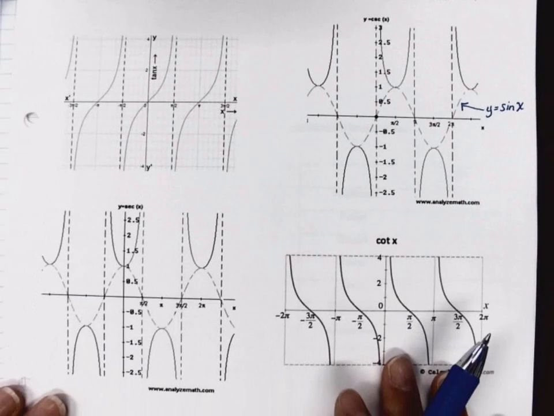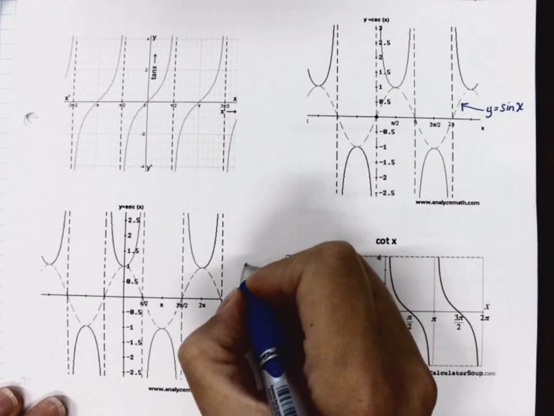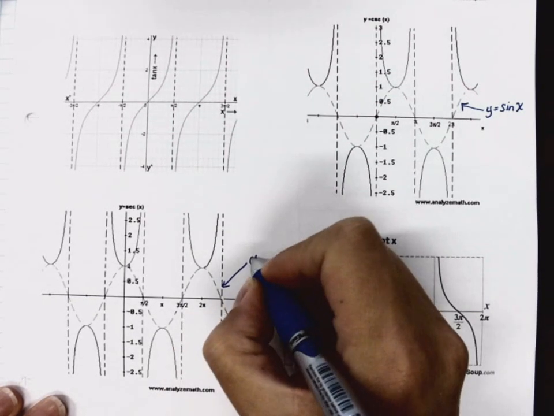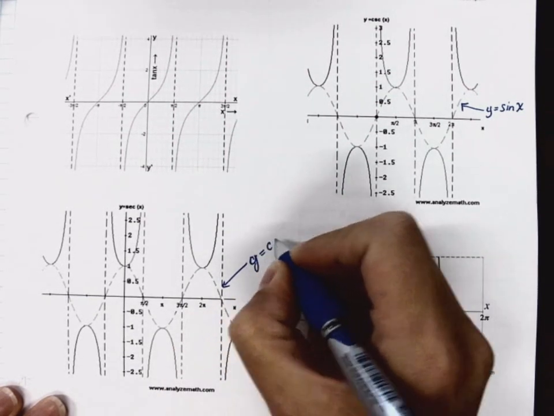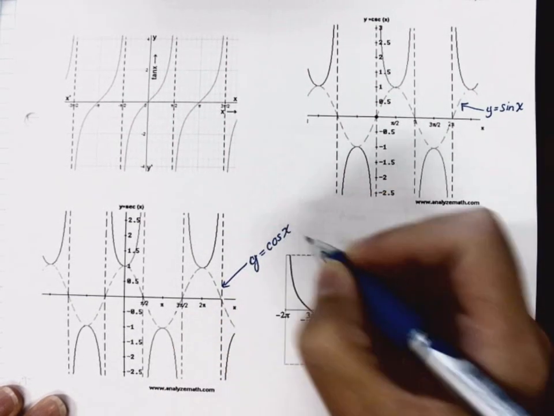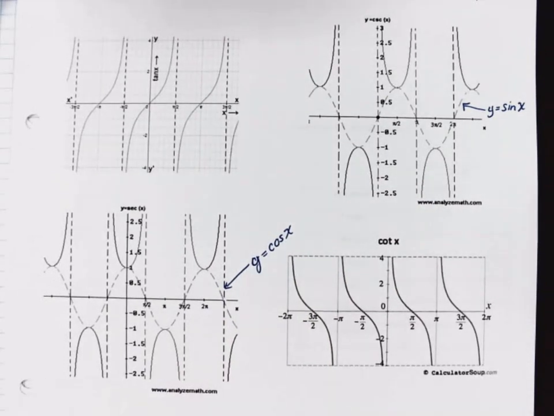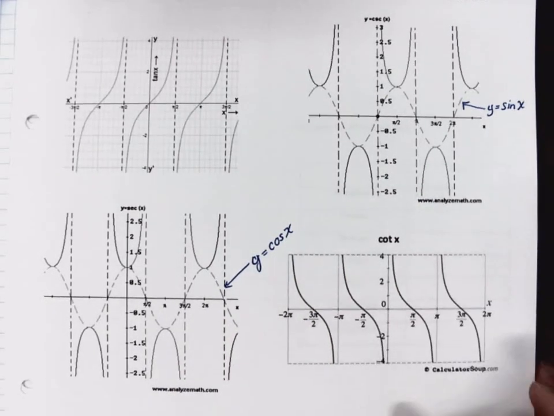And same with this one. This is your secant graph. So right there is your y equals cos x graph. So that dash line is the y equals cos x, although that looks like the letter G.